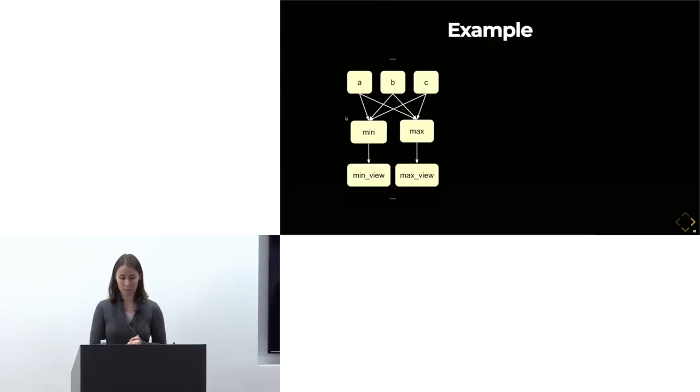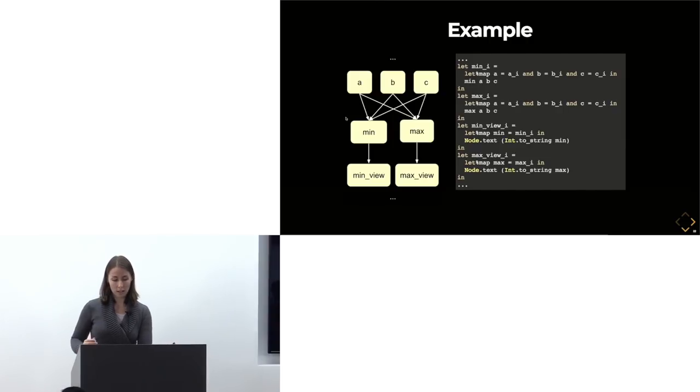Okay, so let's look at an example now. Let's say we start off with 3 nodes that are int incrementals. And we want to add the 4 nodes below them to our incremental graph. So we want a min node that just takes the minimum of the 3, we want a max node that takes the maximum of the 3, and we want 2 nodes, min view and max view, that create very simple virtual DOM nodes that just display those values. So this is what the code would look like.